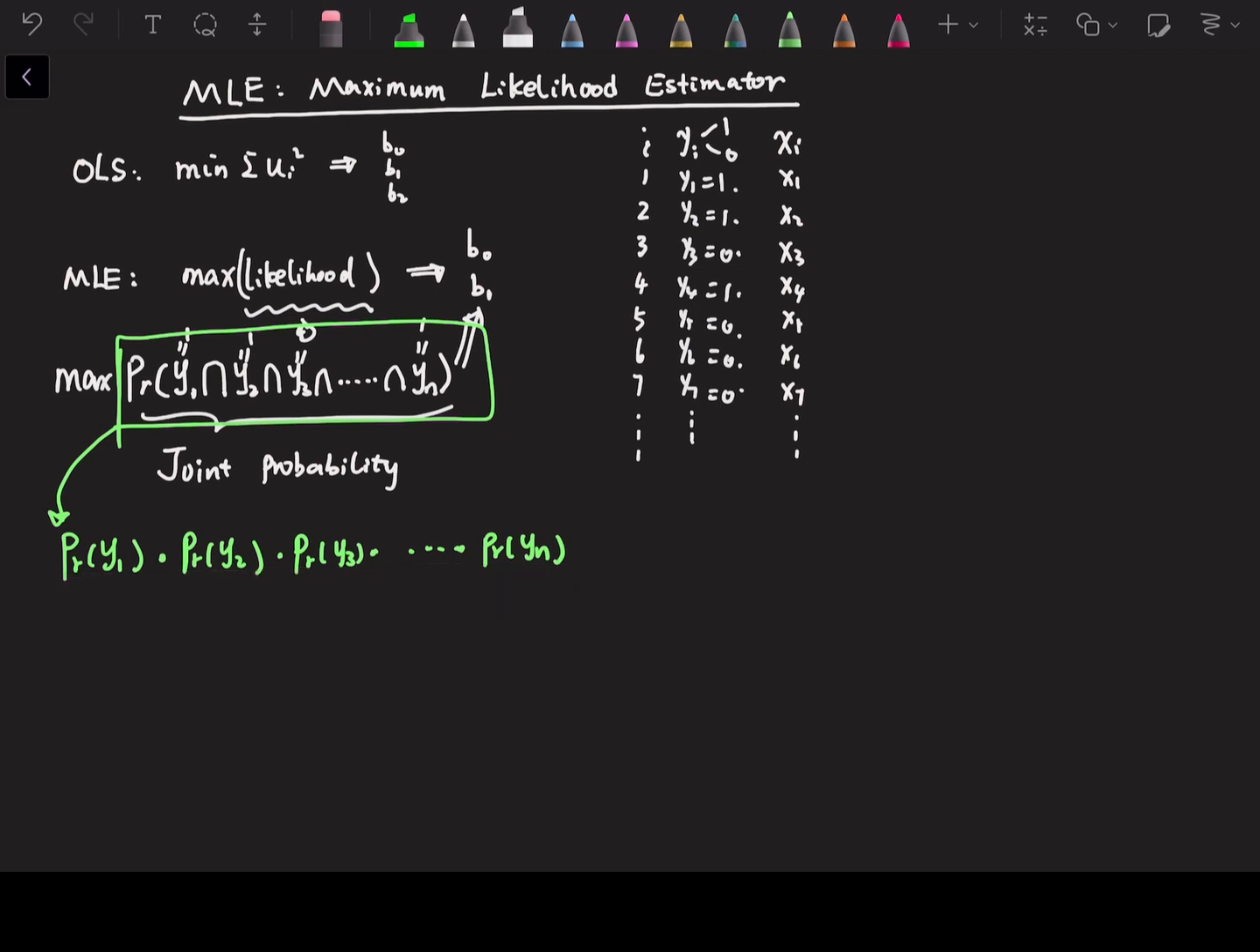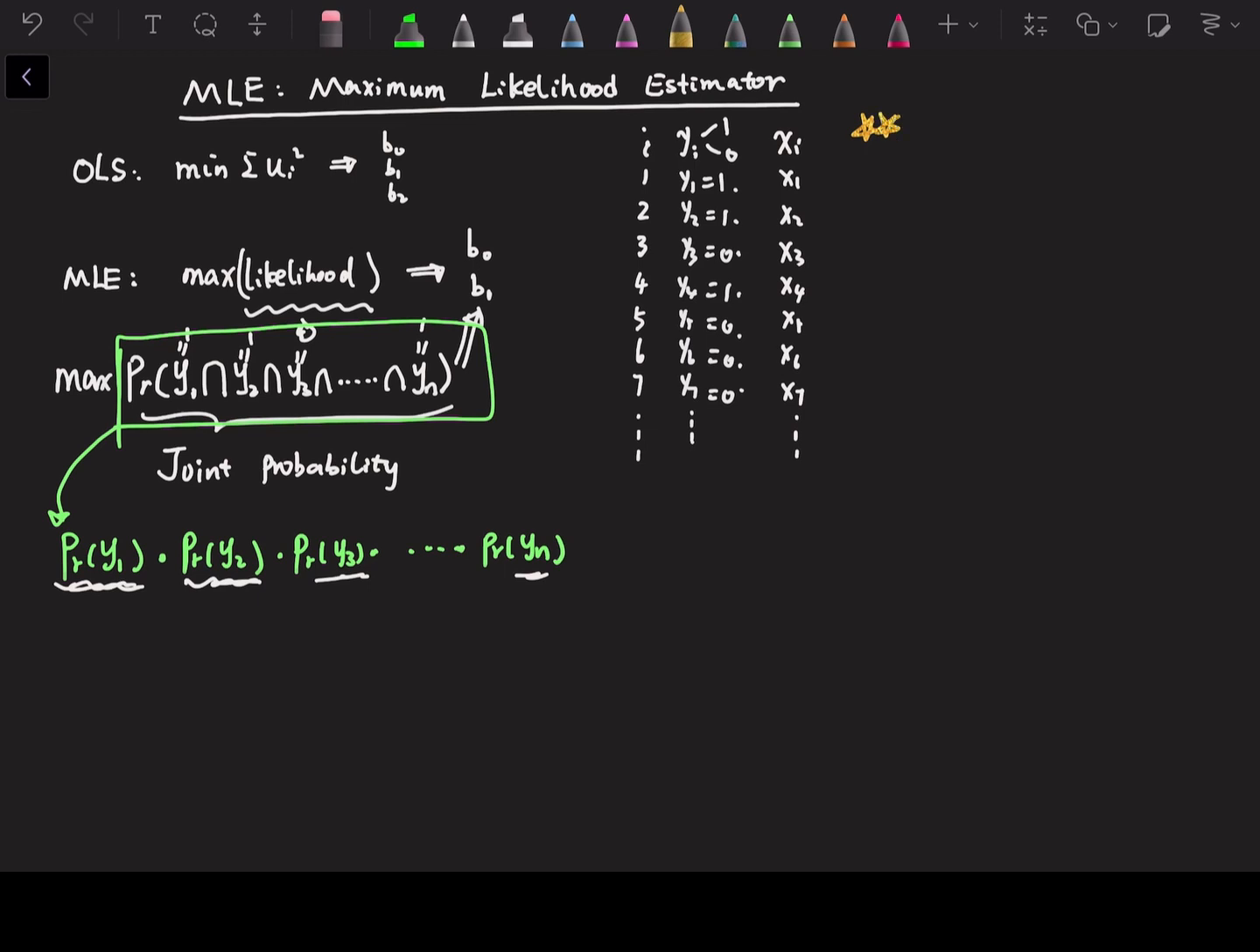Now you want to know what is the probability of Y1? What is the expression? How do I write the probability of Y1? How do I write the probability of Y2? In order to write the equation or expression for the probability that Y equals any value, you should know this thing. So you should understand this.